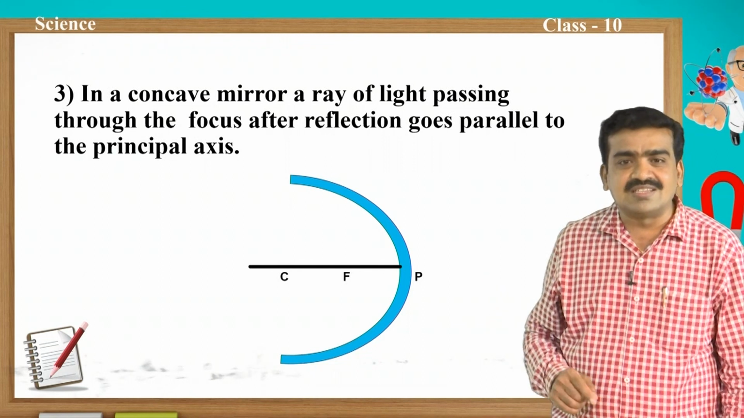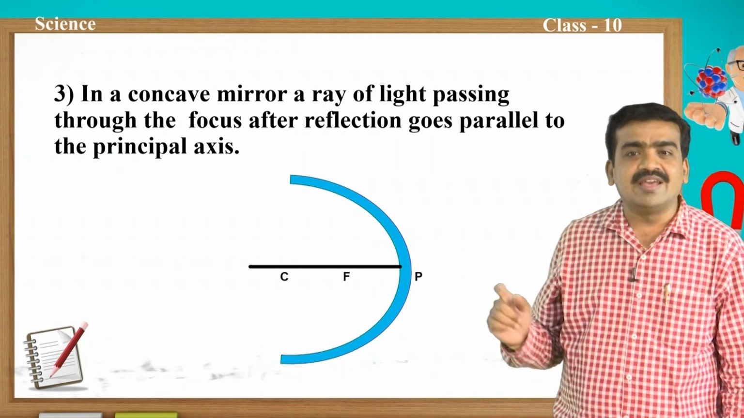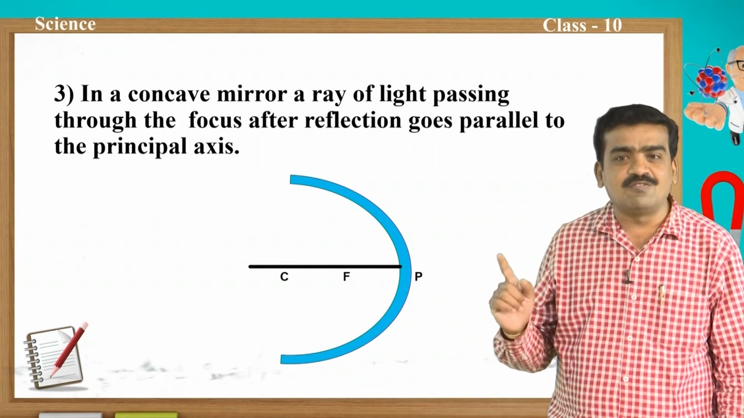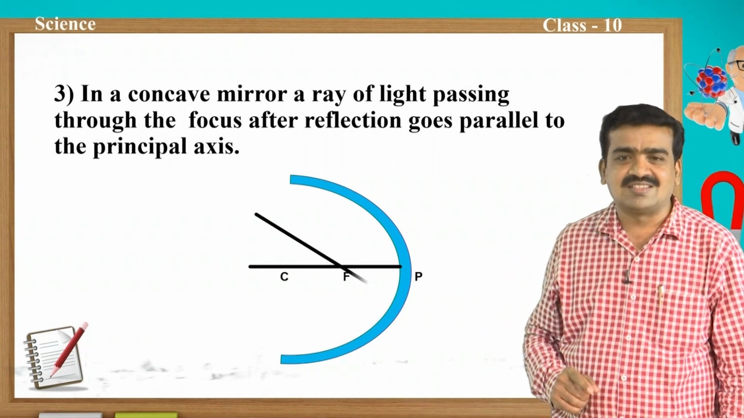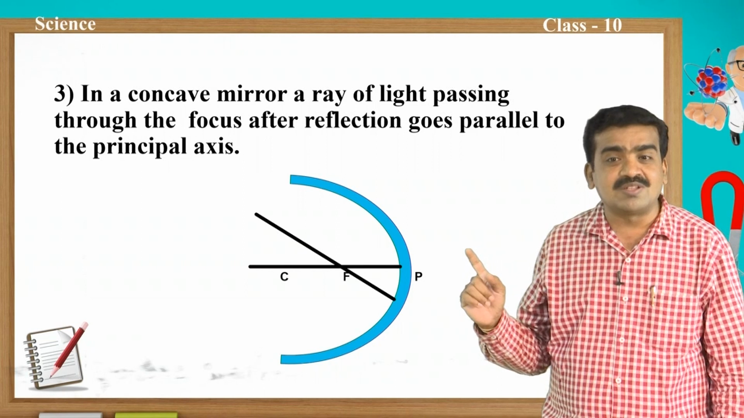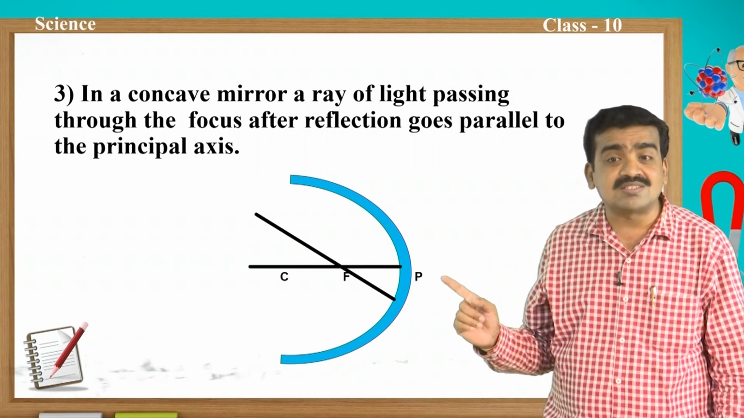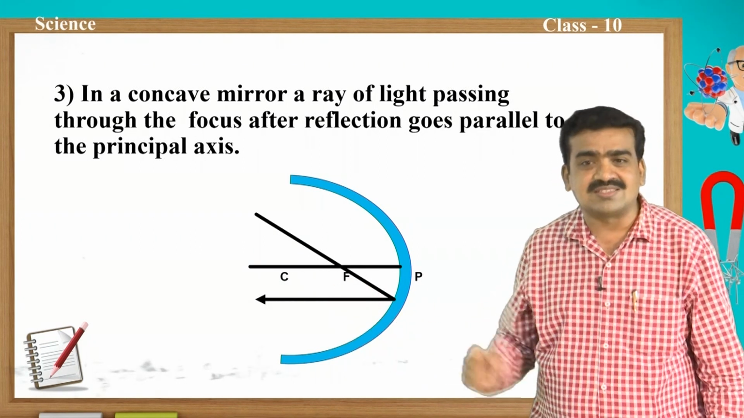Now, the next thing is, in a concave mirror, a ray of light passing through the focus after reflection goes parallel to the principal axis. If it is parallel to the principal axis, it passes through the focus. If it passes through the focus, then it travels parallel to the principal axis.